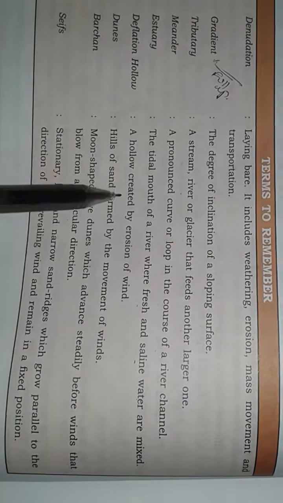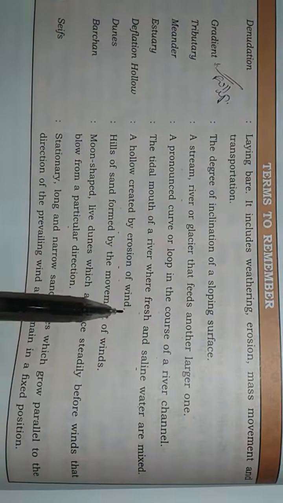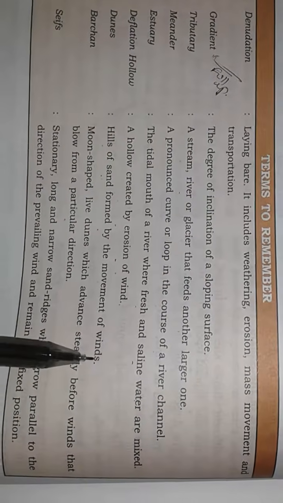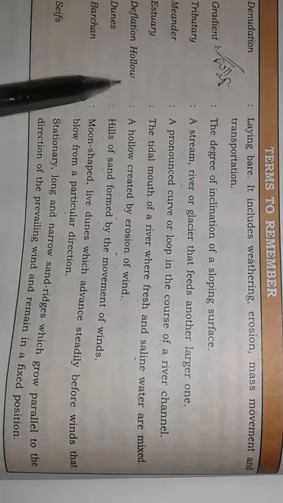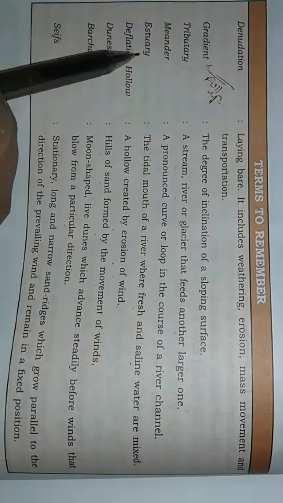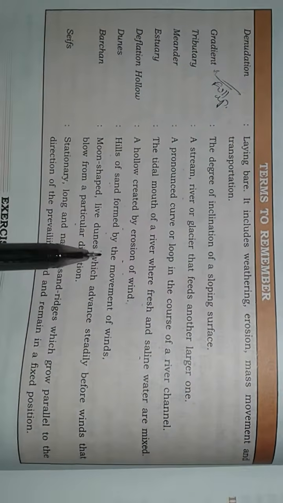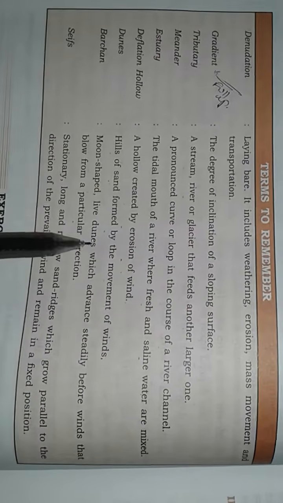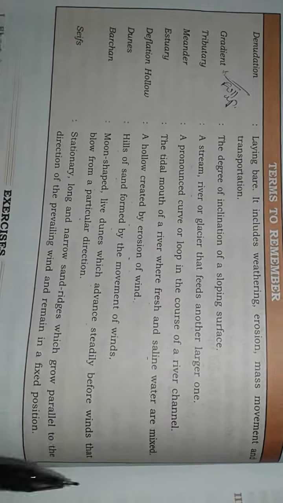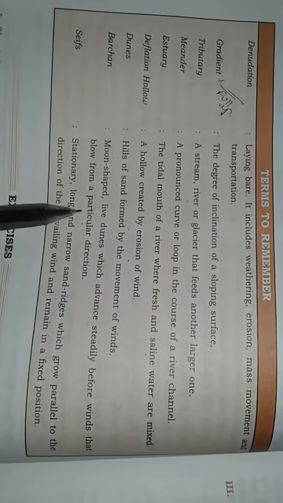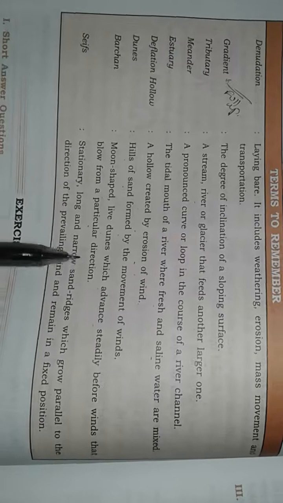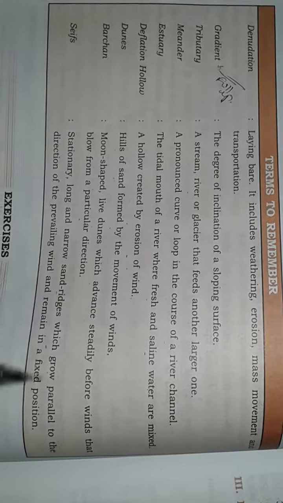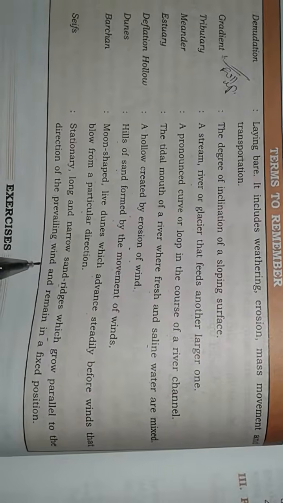Deflation hollow: a hollow created by erosion of wind. Dunes: hills of sand formed by the movement of the winds. Here, questions can also be asked: what are dunes, what are deflation hollows, what is an estuary, what is the gradient? What is a barkhan? Barkhan: moon-shaped live dunes which advance steadily before winds that blow from a particular direction. Safes: stationary, long and narrow sand ridges which grow parallel to the direction of the prevailing wind and remain in a fixed position.